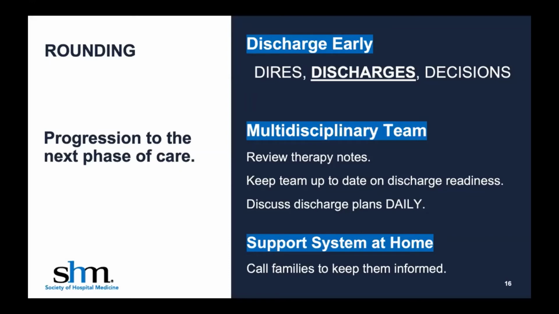Many hospitals will have multidisciplinary rounds or some other function where you can get a hold of your entire team to make sure that you're progressing that patient to the next phase of care. And support system at home. Again, this is critically important for determining what patients have at home. So calling families to not only keep them informed of how the patient is doing medically, but also where they are within their discharge planning.